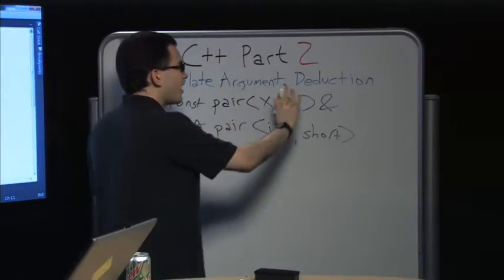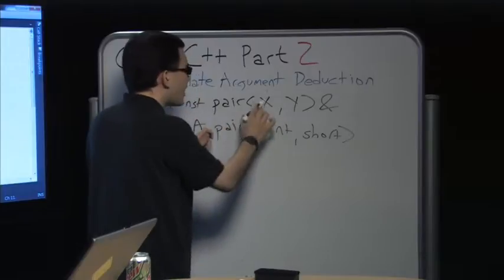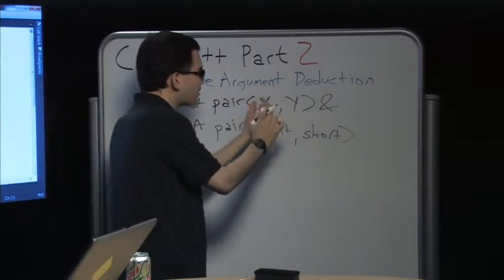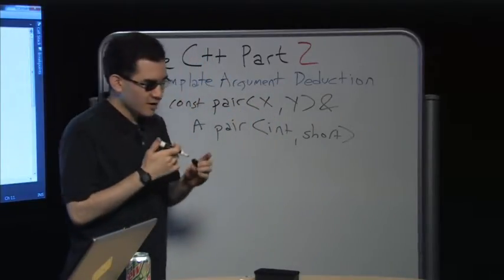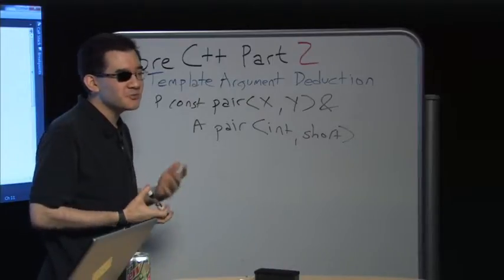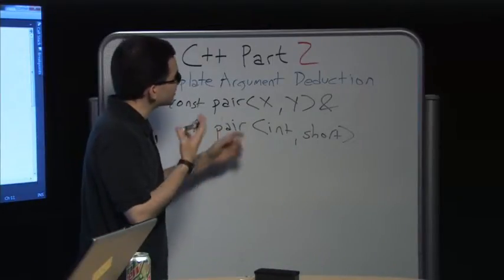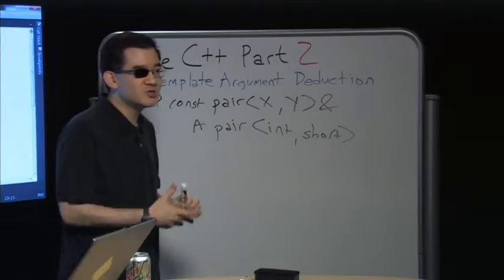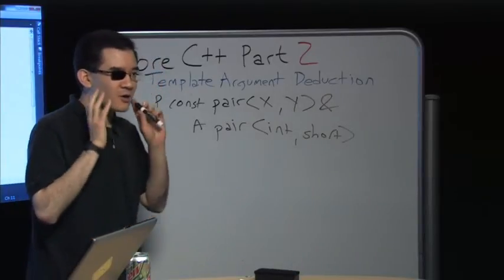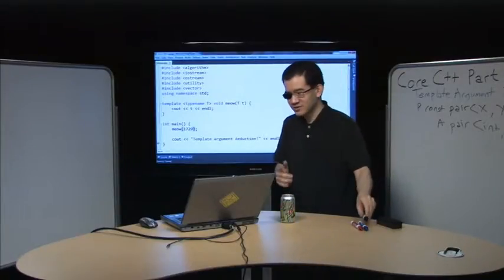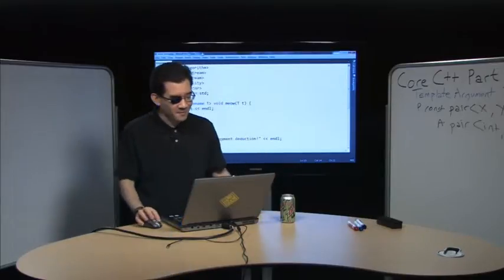It can say, okay, I don't really care about the reference and the const, and I see you've got a pair here, x must be int, y must be short. So it's essentially applying human intuition to figure out what template arguments you really want, but it's doing so through a completely cold, ruthless set of rules that are specified in the standard.